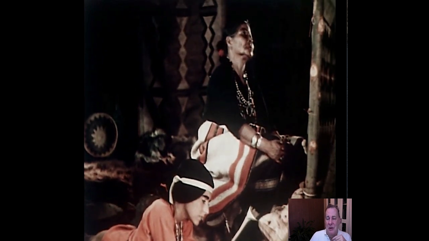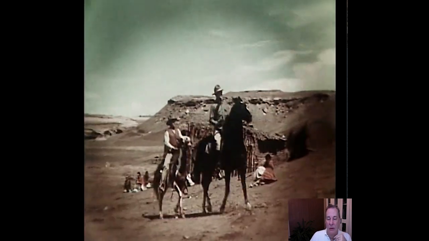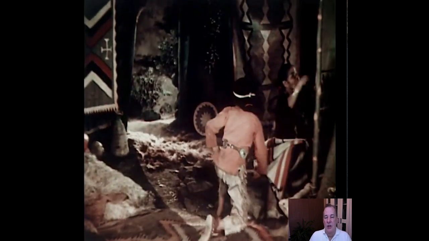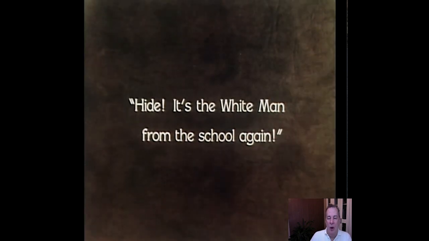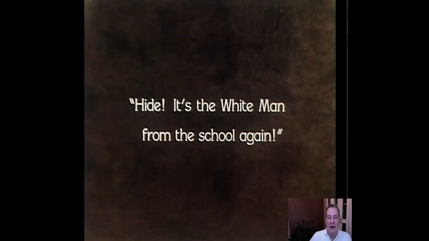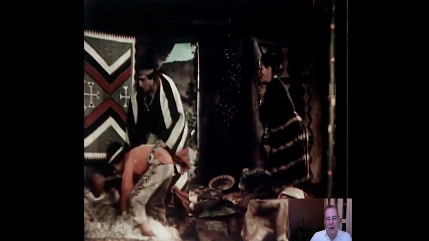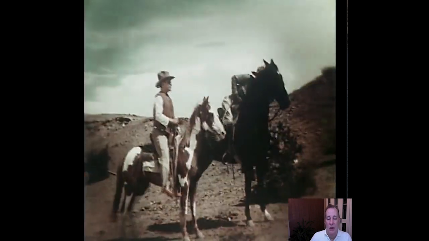The grandmother's so cute! And here she is weaving a rug. Oh, here comes Dad. Uh-oh. Horses. Uh-oh, it's the evil white man. And here comes Dad. Quick, hide. It's the white man from the school again. So they're going to hide the son. They've been doing this for a couple of years.